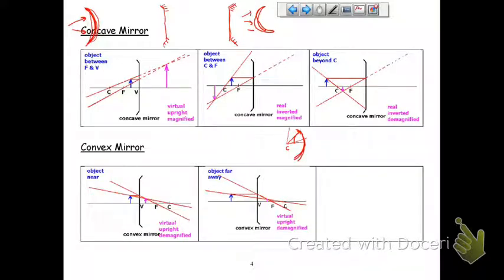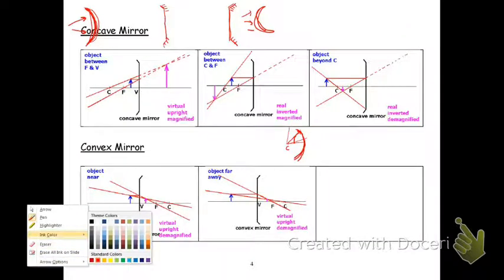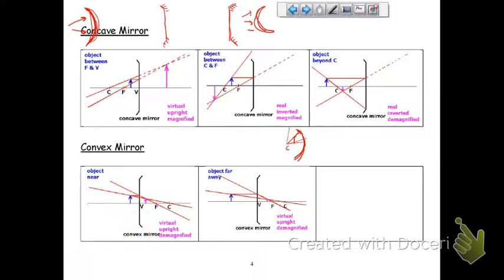In each case I do these same 3 rays. Let's change the colour of my pen so that you can see what I'm adding. You always get the same bottom ray. It always goes backwards and forwards along the principal axis.